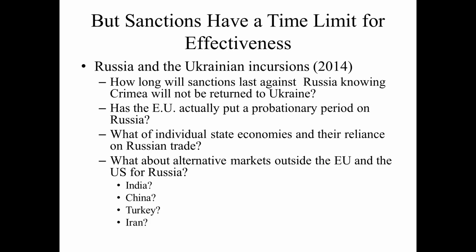So if Russia is able to figure out that they've got about 3 to 5 years to ride this probationary punishment period out, but if they make no other additional territorial gains and they're able to hold on to Crimea, will the European Union be the one to realize the futility of this and renege? I mean, this is a big issue here, especially when we think of a number of individual state economies and their reliance on Russian trade.